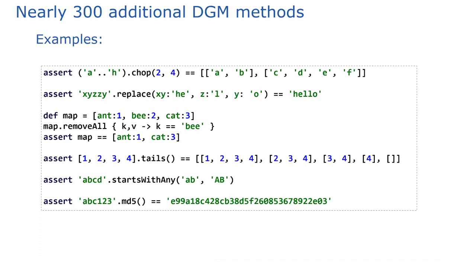There's over 300 new DGM methods in Groovy 2.5. Not going to go into all the details of those, but you can go and look up the change logs or the release notes, and you'll see a few of those.